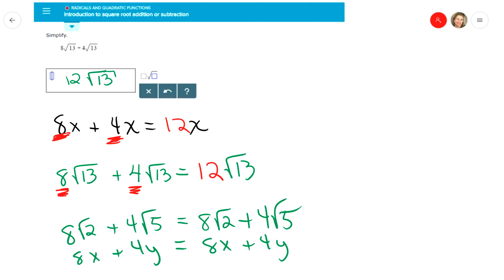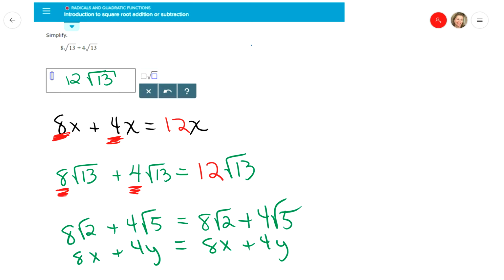Technically, it's 12 times the square root of 13, but I just like to shortcut it and say 12 square roots of 13, just like I'd say 12x. Now, in this problem, they gave me the radicals. They were already like radicals.